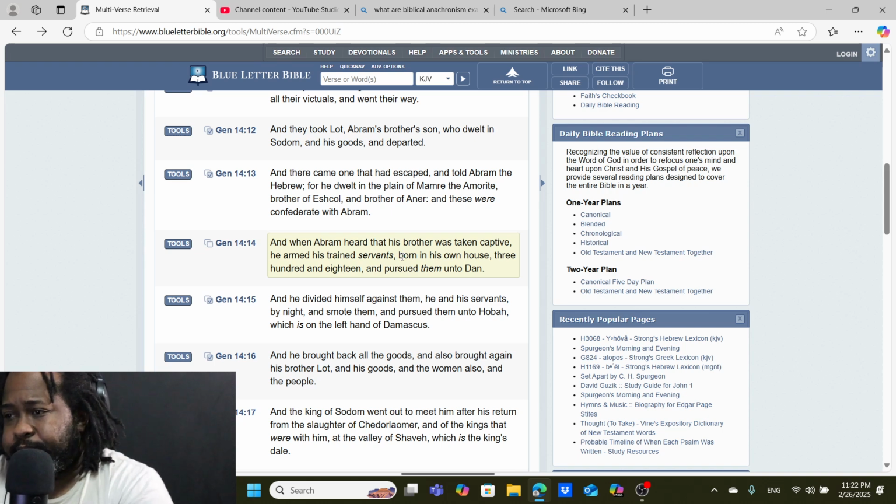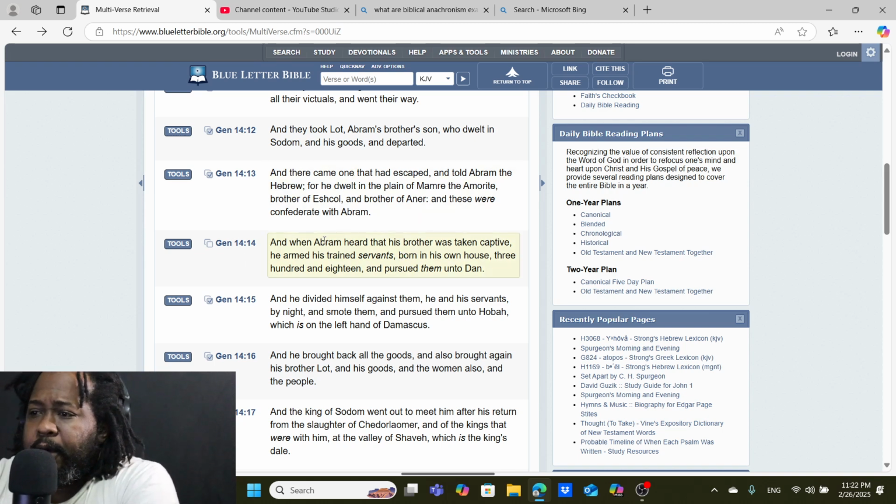But anyway, it's interesting. He armed his trained servants, born in his own house, 318, and pursued. And there's something wrong with that. They added that to try to give us a little more clarity and understanding on these 318 men, and the fact that we see they were born in his house. Are the KJV people wrong for doing that?